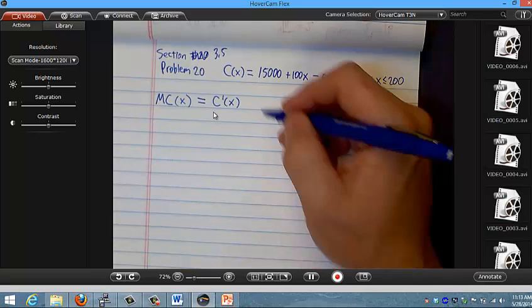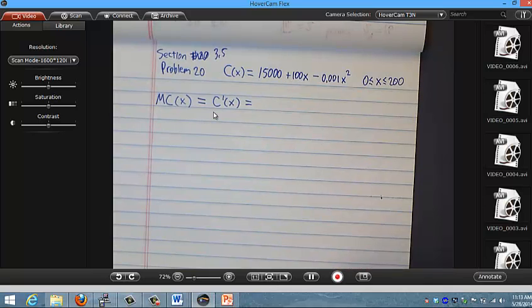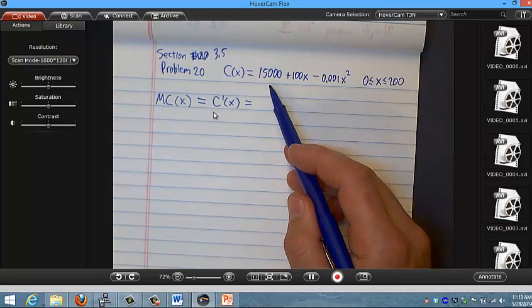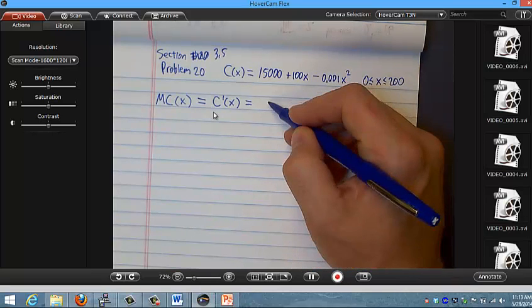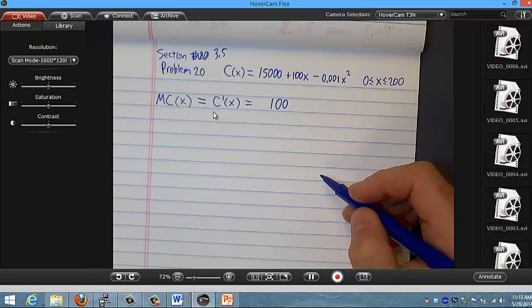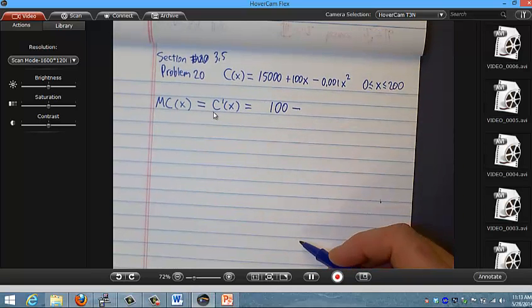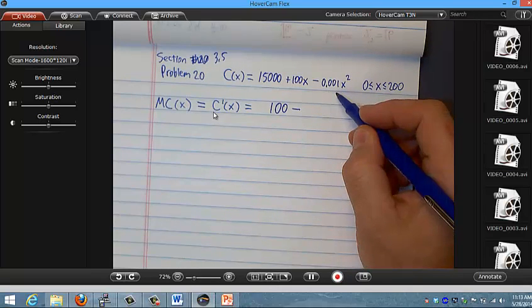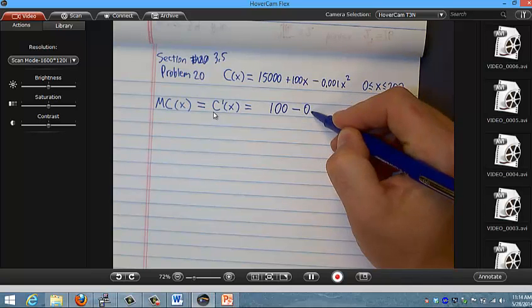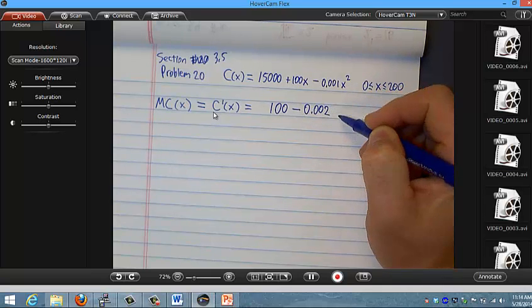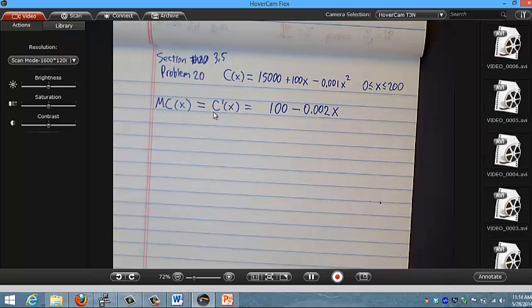What do we get? Well, what's the derivative of 15,000? 0, so forget that. What's the derivative of 100x? Just 100, right? So we get 100 minus, you can bring down the 0.001, but then you're going to end up multiplying it by what? By the 2. So how about I just write 0.002x? Is that okay? That's the marginal cost function. So this is problem 20.